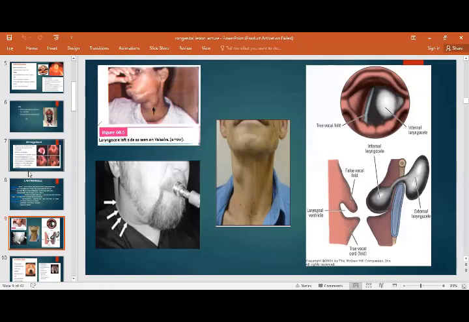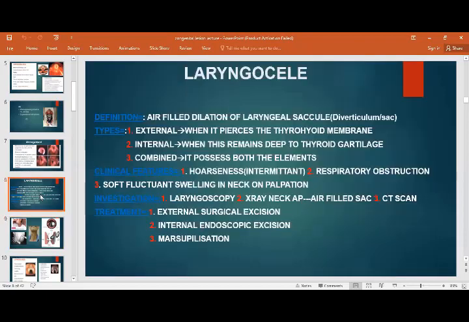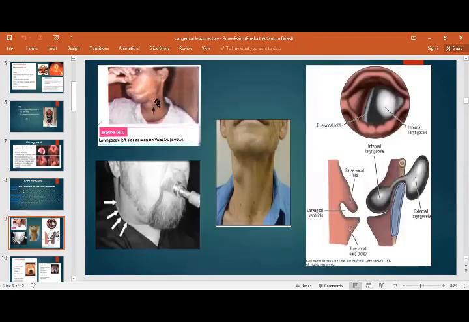Now again, going back to this, there are basically three types. First, external, when it pierces the thyroid membrane; internal, when it remains deep to the thyroid cartilage; and combined, which possesses both elements. In this picture, we can see this is basically an external laryngocele, and this is an internal one. This is a mixed type, when it crosses through the thyroid membrane and then appears externally.